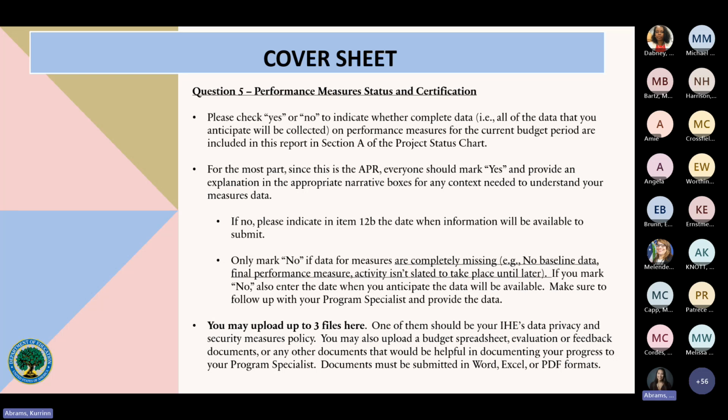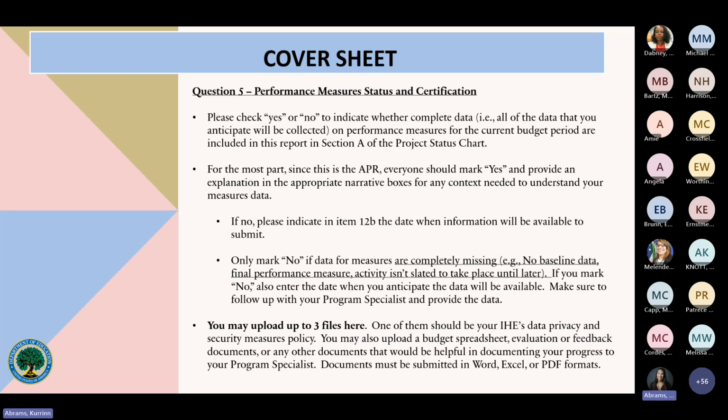For any context needed to understand your measures data. If you do check no, perhaps you don't have baseline data, or perhaps it's a final performance measure. I know that's common with some of my grantees, or if an activity isn't slated to take place until later, you can check no, and then you would want to let us know when that data will be available, as well as the anticipated date and additional information about your progress towards achieving those objectives.